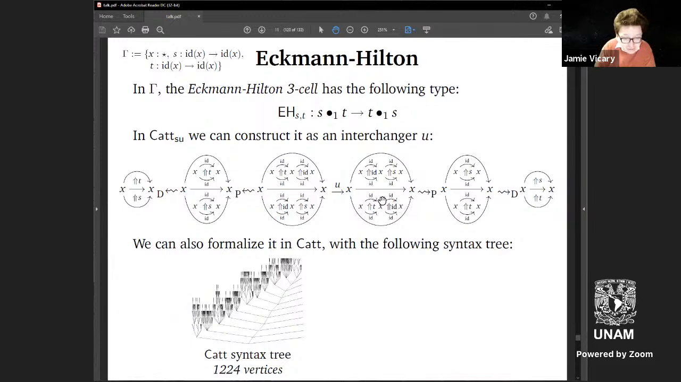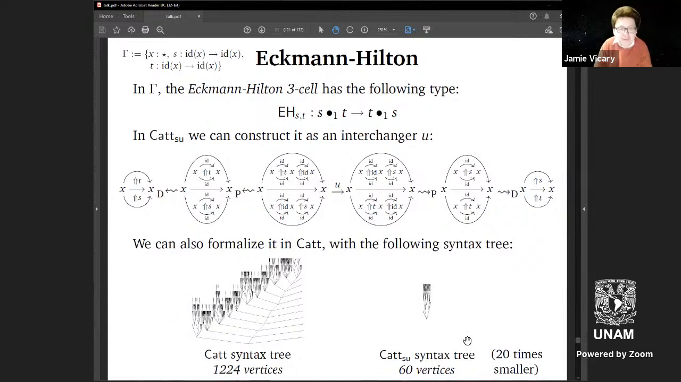So you can do this in the fully weak theory, but it's vastly more complicated. You have to insert loads of units like lambdas and rhos. They have to bubble around. It's really horrific. And that's why you get this huge syntax tree. Now in the strictly unital theory, this is the whole proof. This is already the whole proof. And this is the syntax tree in Catt-SU.